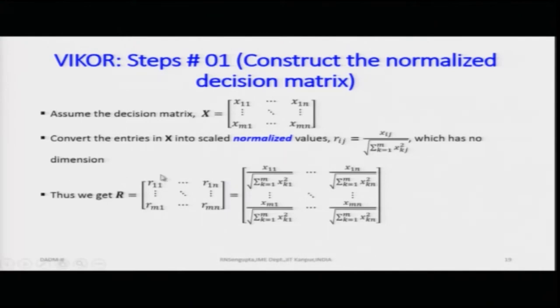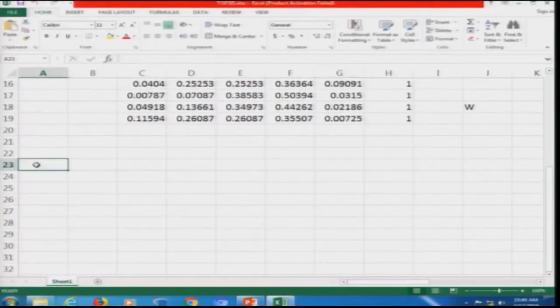Then once you find out the normalized values, you have the R, which is again of size m cross n, which is the normalized scores or the weights or the values corresponding to the jth criteria for the ith alternative. So, let us basically consider a value, and I will go a little bit slow in order to make you understand. So, this I will mention as x.